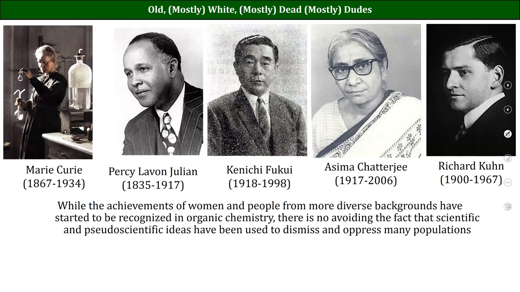Asima Chatterjee did a ton of work with that ethnobotany, isolating molecules and trying to find modern pharmaceutical uses. And then Kuhn is one of those just plain out assholes. Not just a Nazi sympathizer, he didn't just put his head down, he actually turned in his Jewish coworkers to the Nazis during the Holocaust. To the point where, yeah, he's won two Nobel Prizes, now one Nobel Prize and several other prizes.